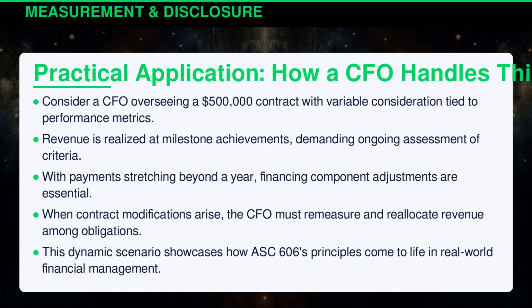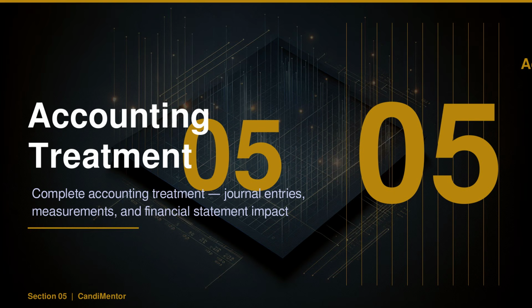When contract modifications arise, the CFO must remeasure and reallocate revenue among obligations. This dynamic scenario showcases how ASC 606's principles come to life in real-world financial management. Meridian Corporation, a global manufacturing company, enters a $1.2 million contract to deliver industrial machinery over 12 months. Discover how ASC 606 impacts every accounting decision, from initial recognition to financial statement presentation.